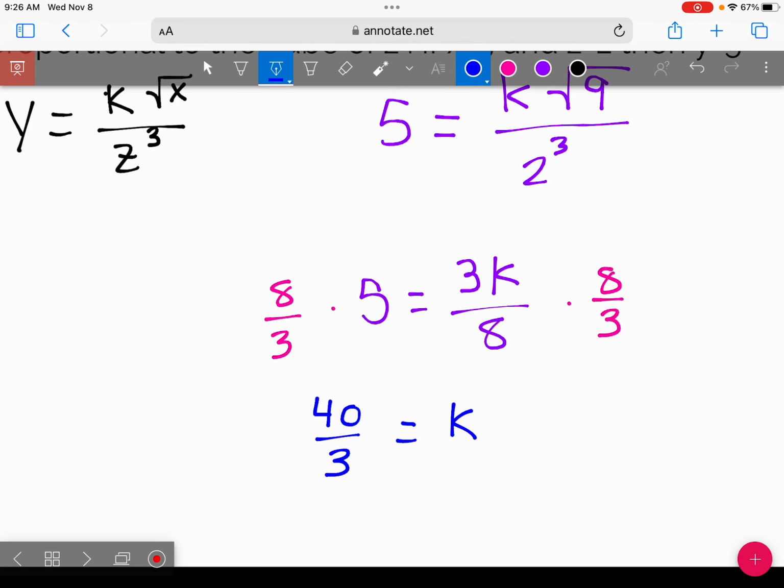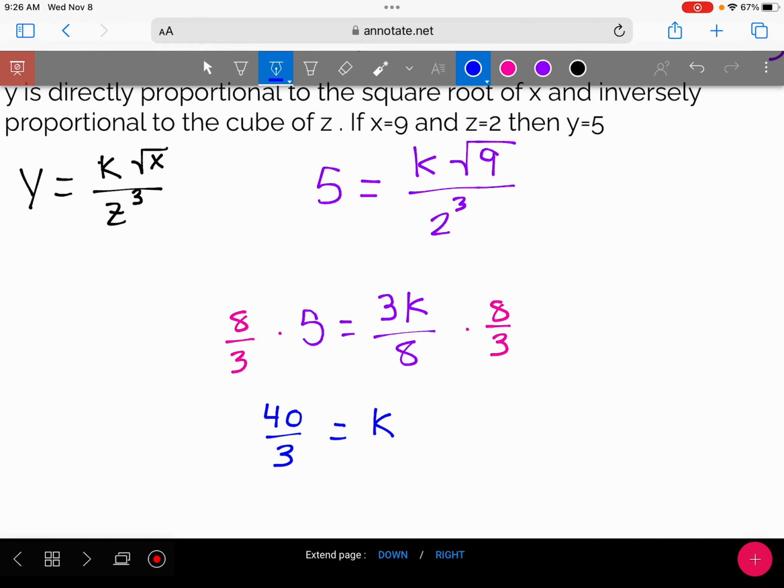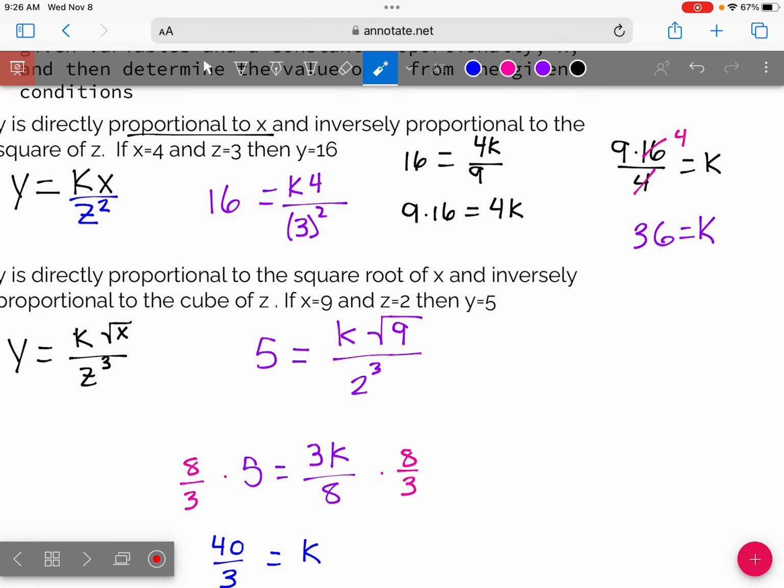Wait, why didn't you switch to 8 over 3? So multiplying by 8 to get rid of it, dividing by 3 to get rid of that. So I'm just doing our 2 steps that we did up here. Here we multiplied by 9 and then divided by 4, which is the same thing as multiplying by 9/4. I just did it in 1 step down here.